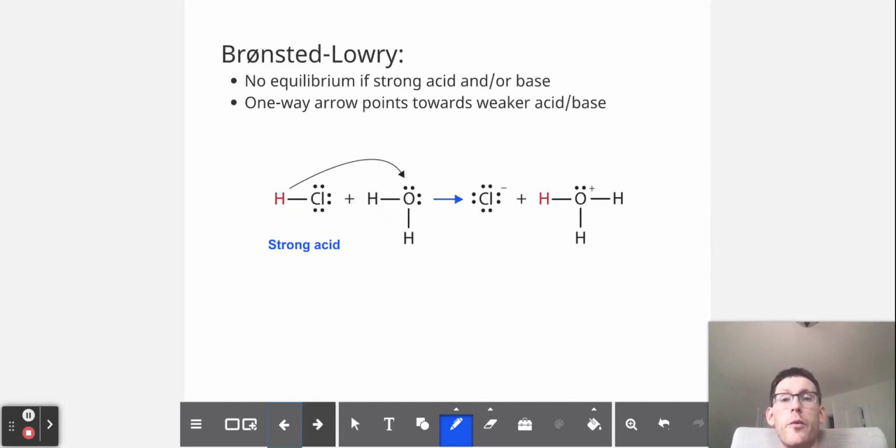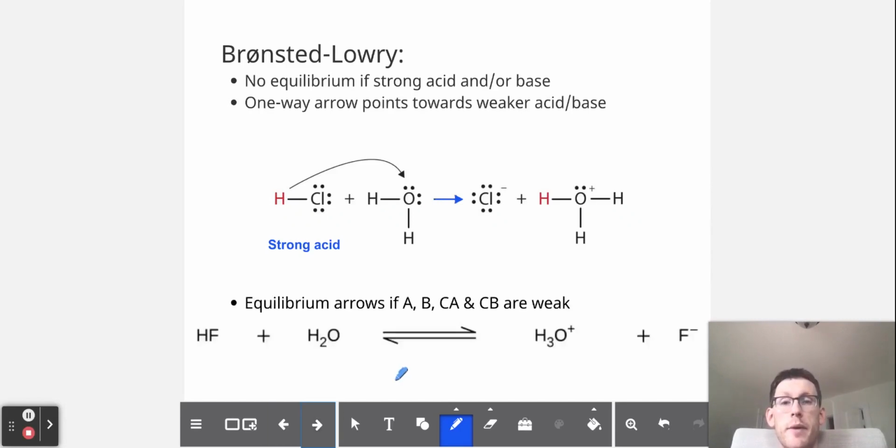Acid-base reactions always favor the side with weaker acid and base. If acid, base, conjugate acid, and conjugate base are all weak, then there will be equilibrium arrows. This indicates that there is a significant amount of all 4 substances once equilibrium is established.